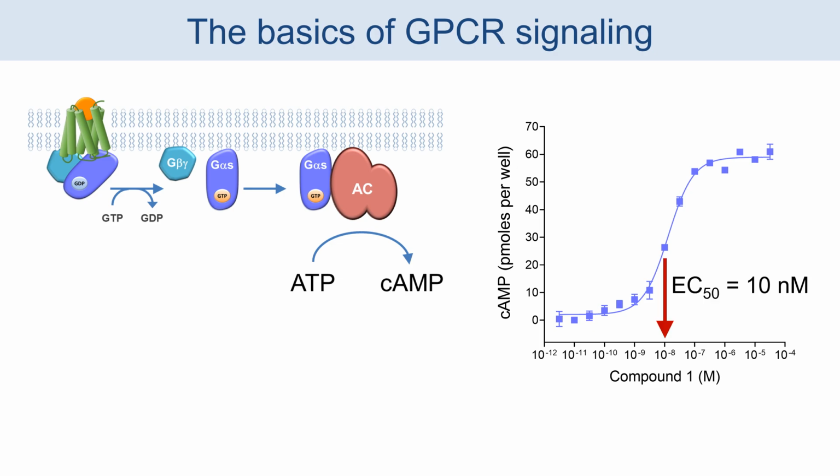Here we have the EC50, the midpoint of the curve, at 10 nanomolar in this case. This is the observed potency of the agonist for stimulating cyclic AMP in these cells. Then here we have the Emax, the maximum signal this agonist can produce in the cells, which in this case is 60 picomoles of cyclic AMP in the assay well.